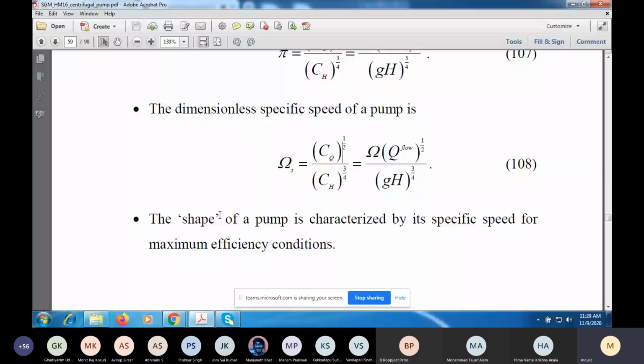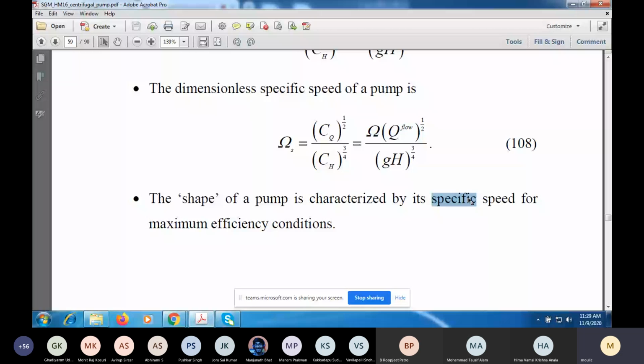Now, the shape of a pump is characterized by the efficiency and by the specific speed for the maximum efficiency conditions. So you want the pump to run in the design condition or the shockless entry condition or the no shock condition where the efficiency is maximum. Some people call it the best efficiency point. So the specific speed at this point, best efficiency point, will be determined by the shape, not the size. So you can have self-similar pumps where the impellers are geometrically similar in shape, but the diameter will be different. Okay.